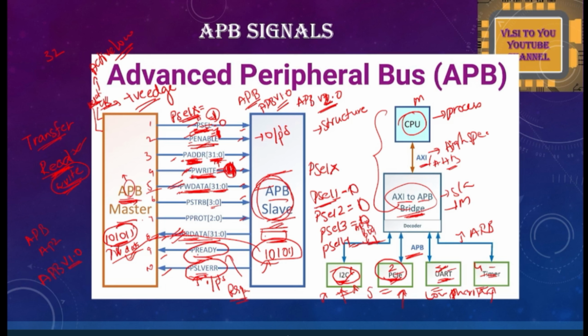PREADY means this transaction is being done. When you want to write data or read data, the slave should be ready to write or read.